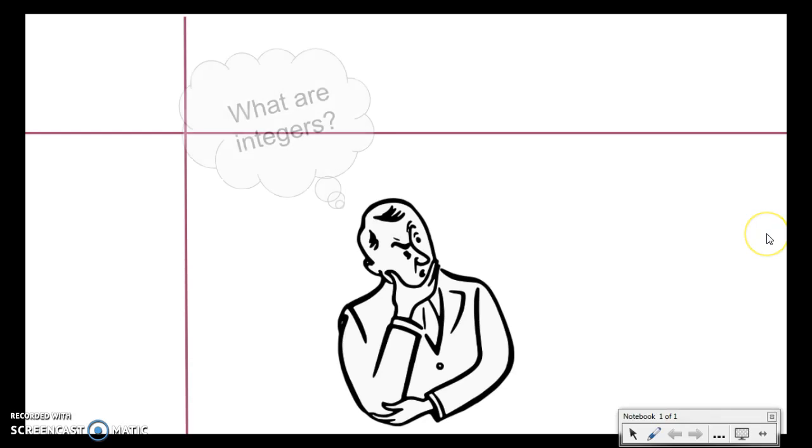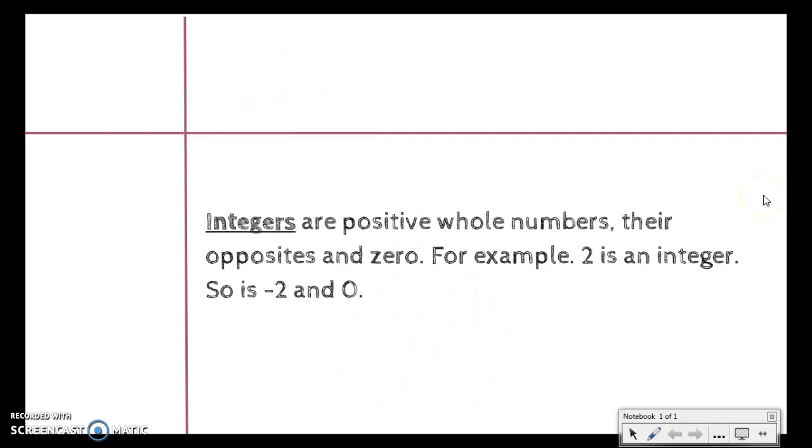All right, so the first thing we're going to talk about would be what integers actually are. And I know a lot of us have seen the word integers and really started to freak out. So here's a little definition to put in your notebook. You want to either underline or highlight the word integers. Integers are positive whole numbers, their opposites, and 0.